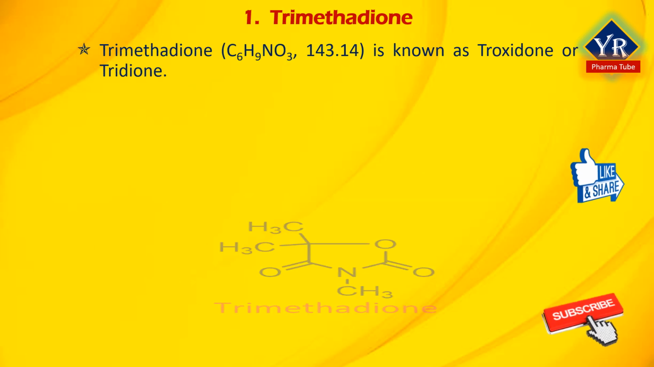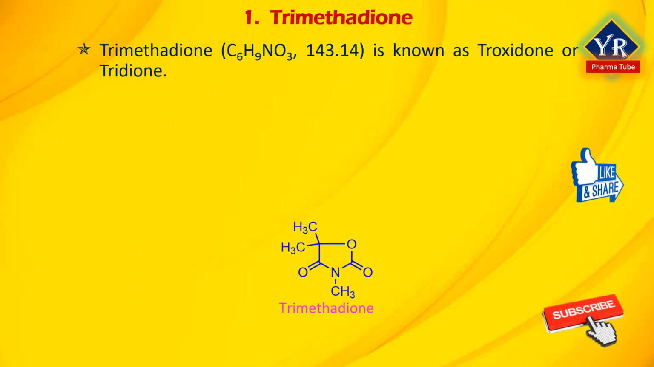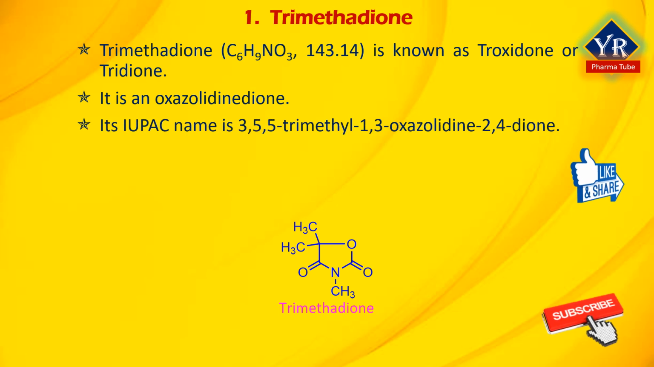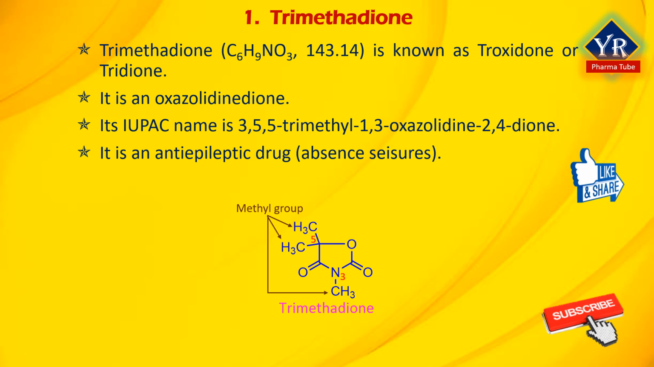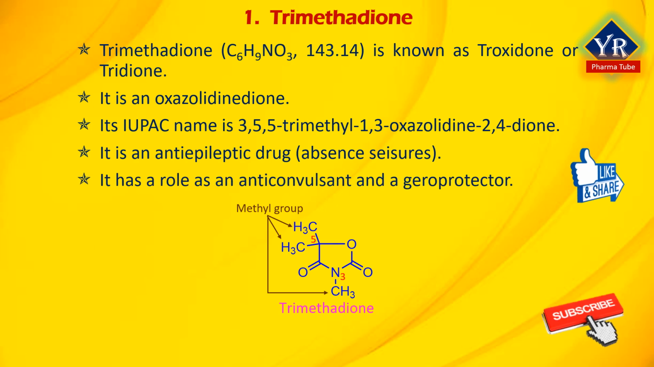Trimethadione. Trimethadione is also called as troxidone or tridione. It is an oxazolidinedione anticonvulsant drug, and its IUPAC name is 3,5,5-trimethyl-1,3-oxazolidine 2,4-dione. It is an oxazolidinedione, that is 1,3-oxazolidine 2,4-dione substituted by methyl groups at positions 3, 5 and 5. It is an anti-epileptic agent and is indicated for use in the treatment of absence seizures. The absence of bulky substituents at C5 position exhibits activity against absence seizures. It has a role as an anticonvulsant and a geroprotector.